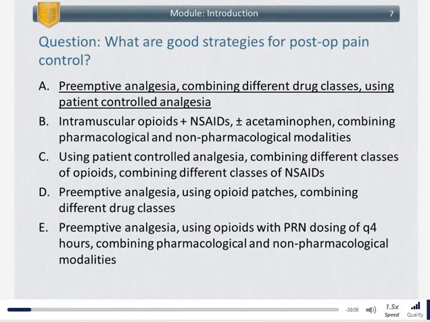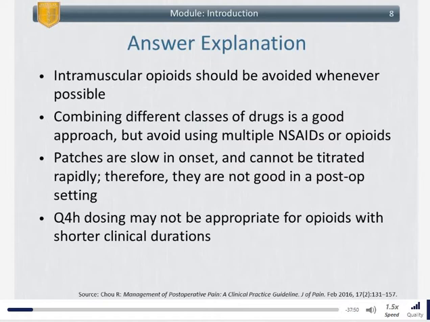So the choice that we want is A, where, as strategies for post-op pain control, we're going to want to use preemptive analgesia, combining different drug classes, and using patient-controlled analgesia. So some of the things that the choices included intramuscular opioids, which we want to avoid whenever possible in a hospital setting. Shouldn't be hard.